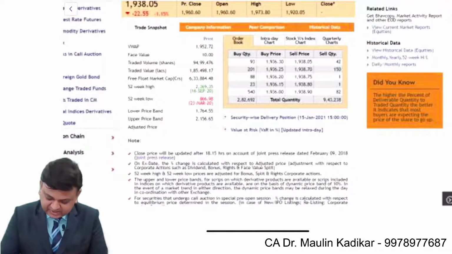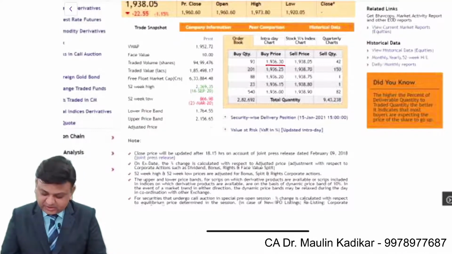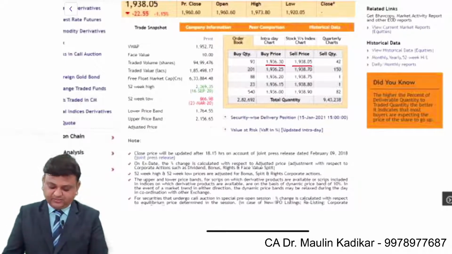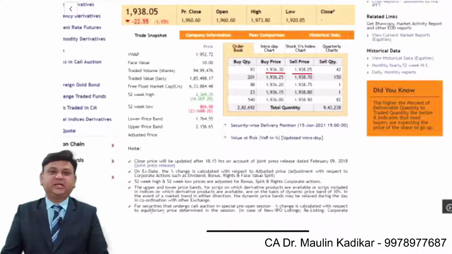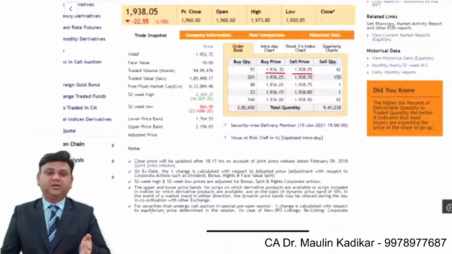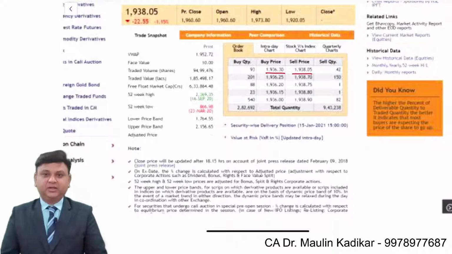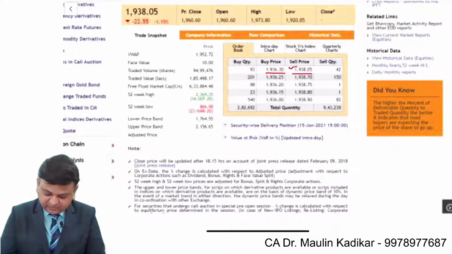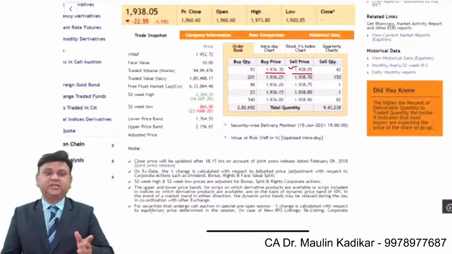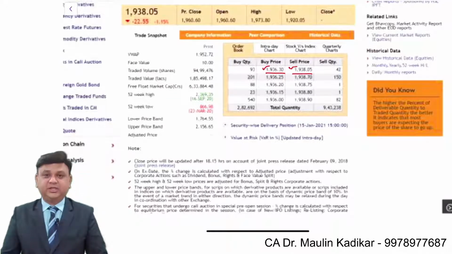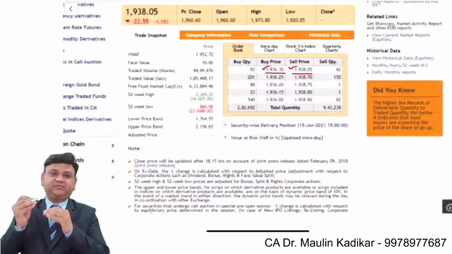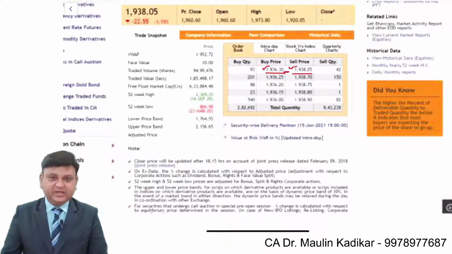You can see that two prices are there, 1936.30 and 1938.05. These two prices indicate that one is the price at which an investor is ready to buy, and the other is the price at which an investor is ready to sell. The trader who wants to sell the security wants to sell at 1938.05, and the trader who wants to purchase is ready to buy at 1936.30. That is the two quotations that we have, and the difference between these two is given a name, the spread.